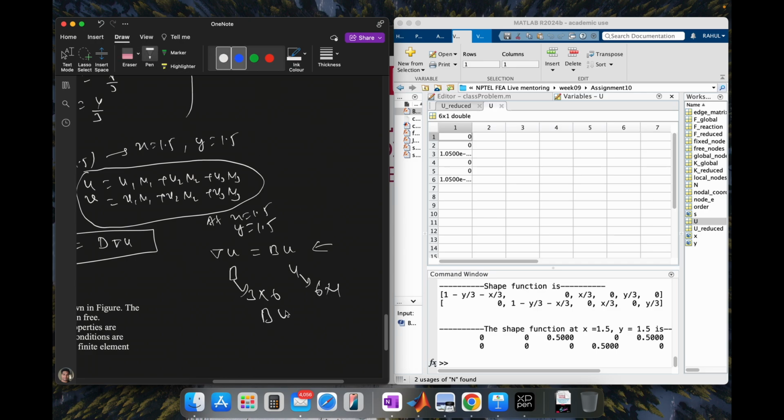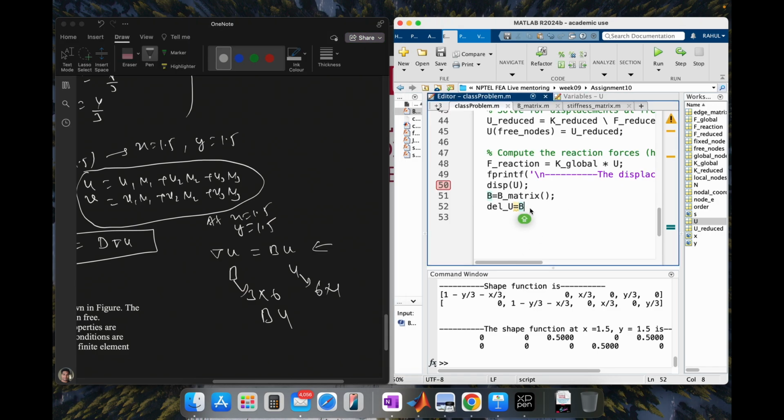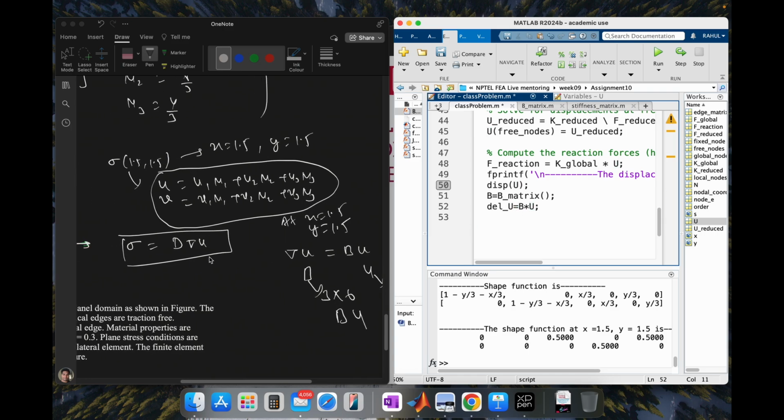So which means that if you multiply directly, then we will get delta u. So let's multiply it, B times u. Then we will get delta u, and it is not a function of x. You can see that it is not a function of x. And now if you multiply sigma, it is also a constant.